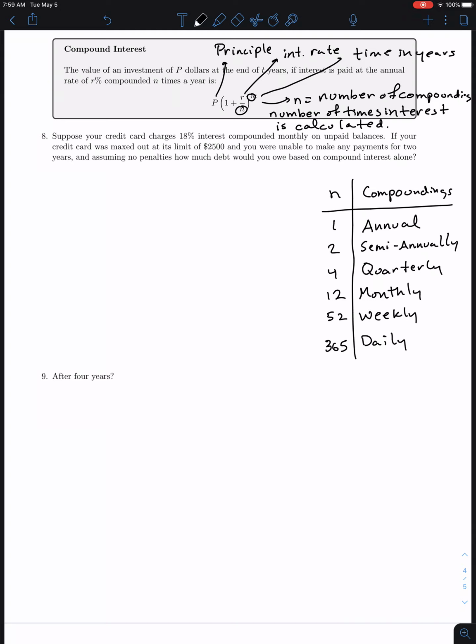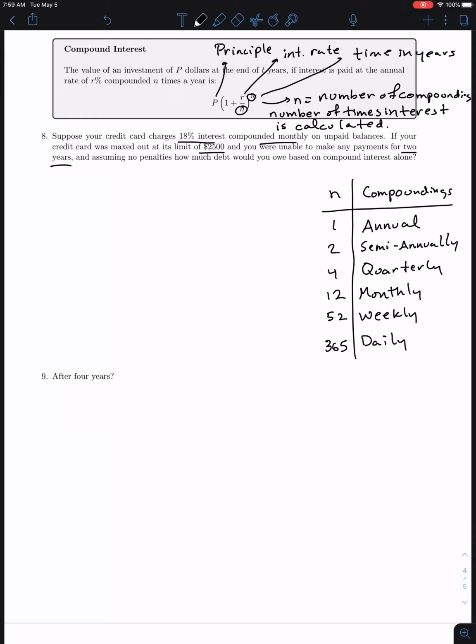Suppose our credit card charges 18% interest compounded monthly on unpaid balances. If your credit card was maxed out at its limit of $2,500 and you were unable to make any payments for 2 years, and assuming no penalties, how much do you still owe the credit card at the end of the 2 years?